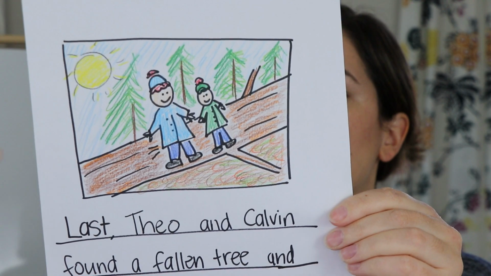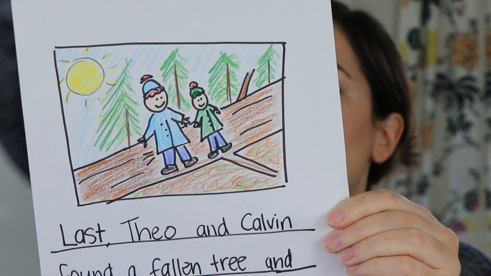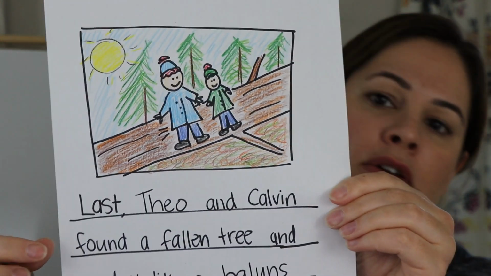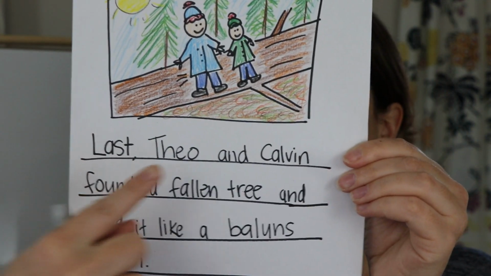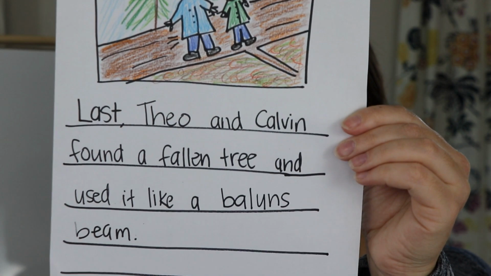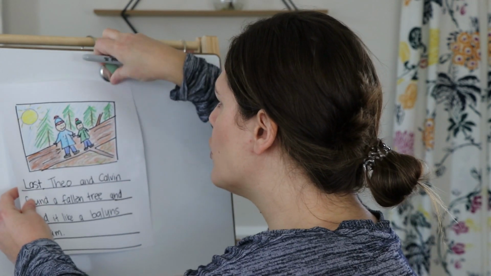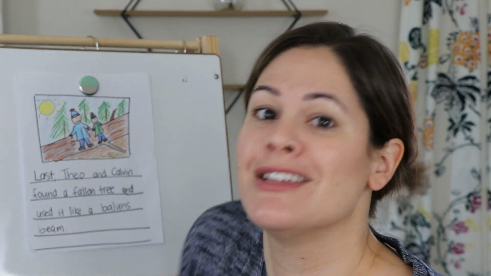I showed you this yesterday, but here is the illustration we had. We have our characters feeling and moving. We have a setting in the background. And what I wrote was, last Theo and Calvin found a fallen tree and used it like a balance beam. And if you remember, I tried my best when writing the word balance because that was really tricky. So I stretched it out, I sounded it out, and I wrote down every sound that I hear in that word.